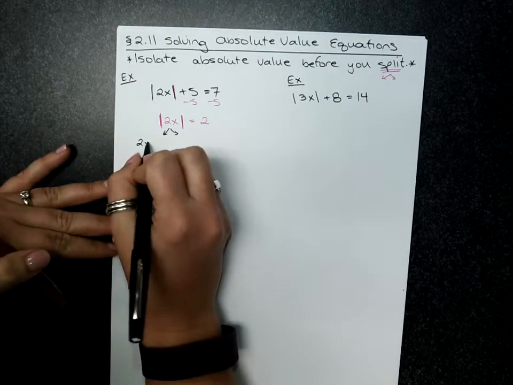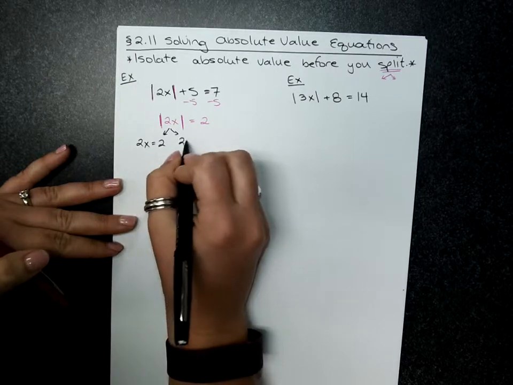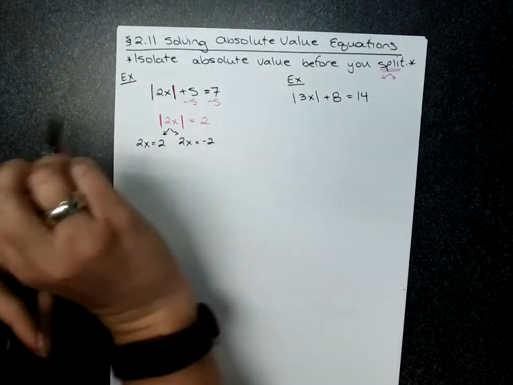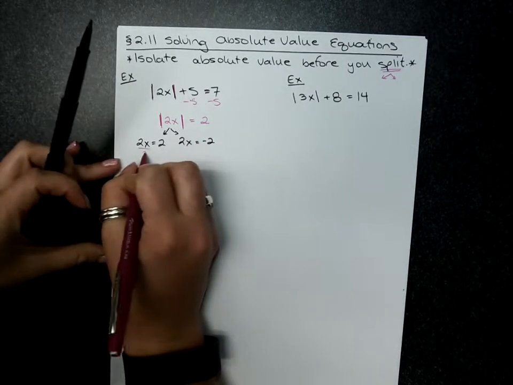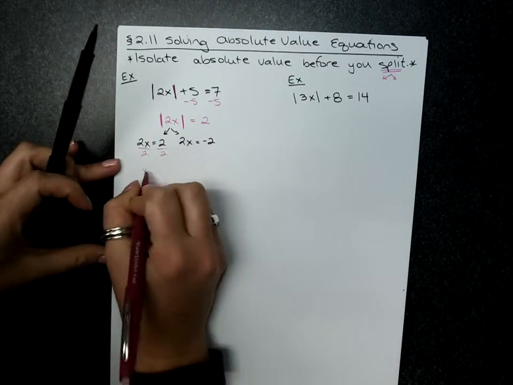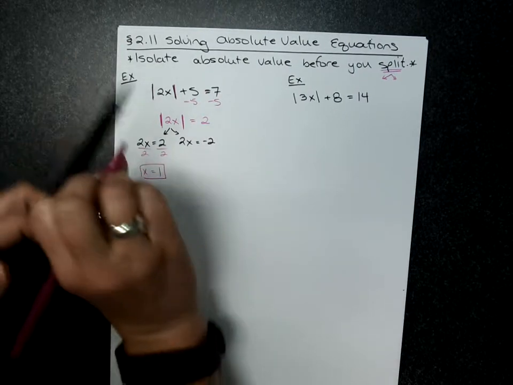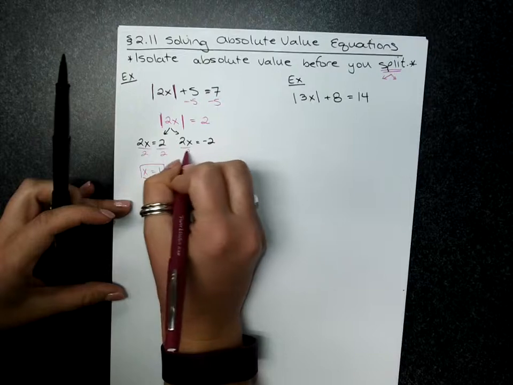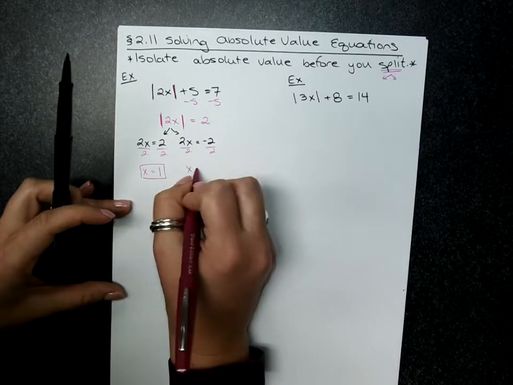That would be 2x equals 2, 2x equals negative 2, and we can solve. Divide by 2, x equals 1, divide by 2. So after that it's the same.